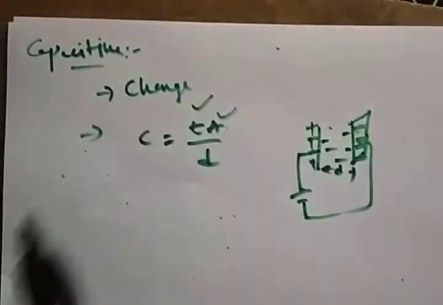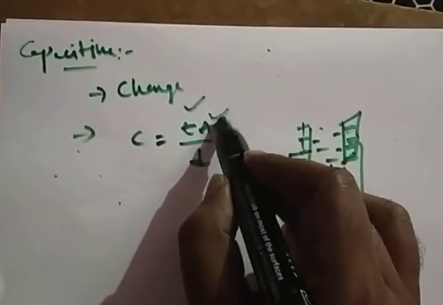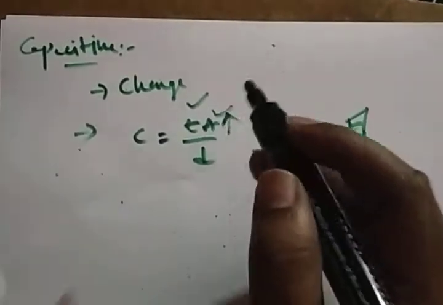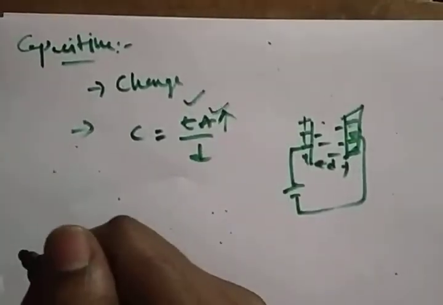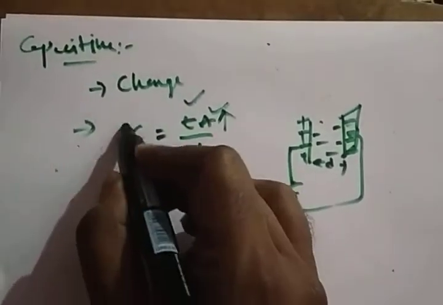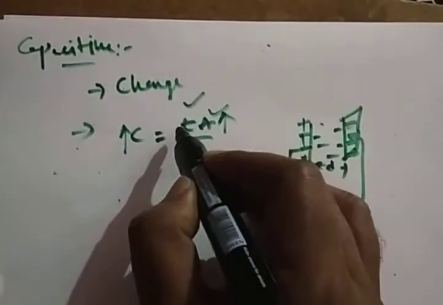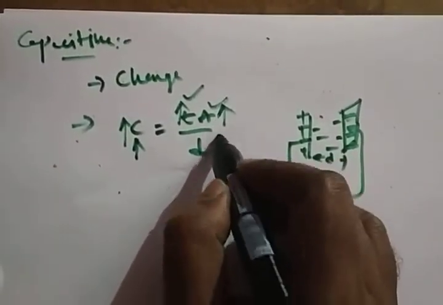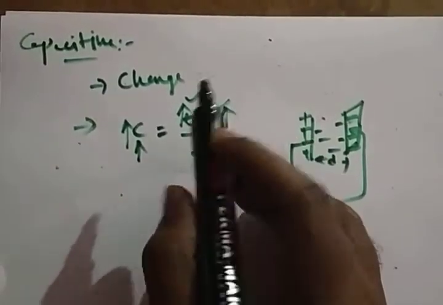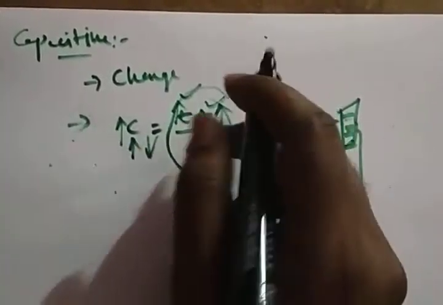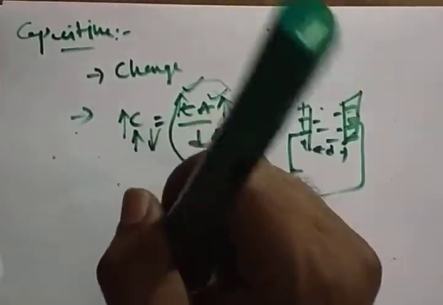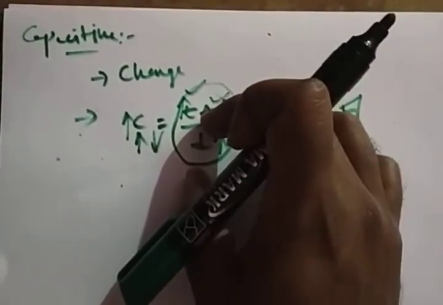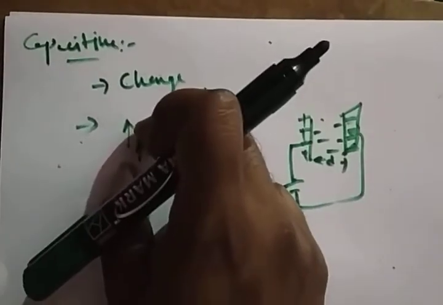So how will the capacitance be changed? You can change the cross-sectional area of the plates, and your capacitance will change. If you change your permittivity, your capacitance will change. If you change the distance between the plates, your capacitance will change. These are the non-electrical quantities. If you change these non-electrical quantities, then the capacitance will change.